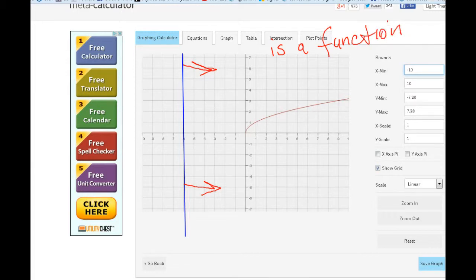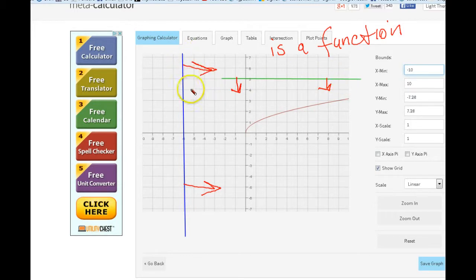Now, if we take a line, and I'll make this one green, and what sort of line is that? Well, that is a horizontal line that I'm going to move over the face of my graph. Does it intersect this graph as it moves horizontally down more than one place? And the answer is no. So we say it passes the horizontal line test.